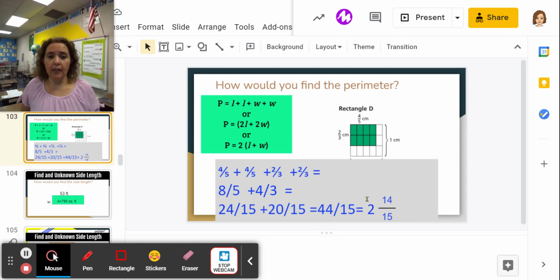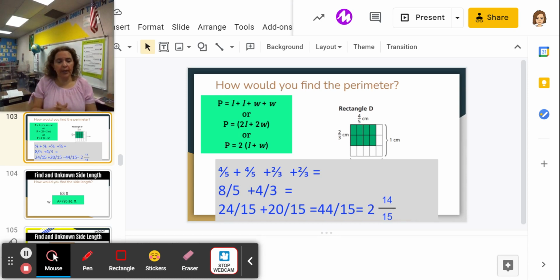This is an improper fraction. Got to turn it into a mixed number. 15 goes into 44 2 times. That gives me 30. And then I'm at 30, so I'm 14 away to 44, so it gives me 2 and 14/15.